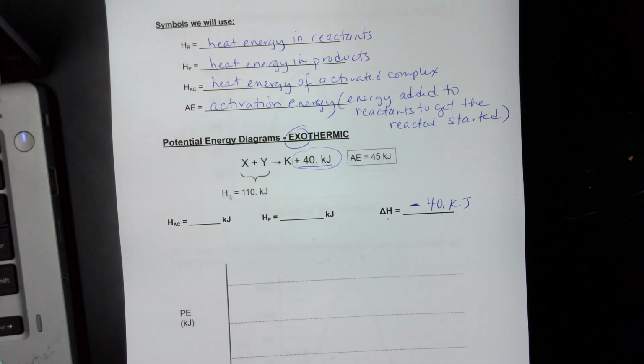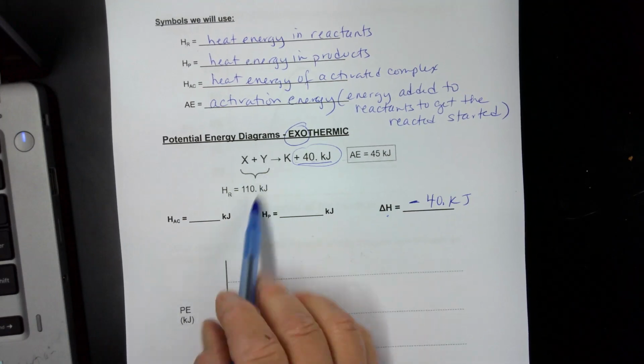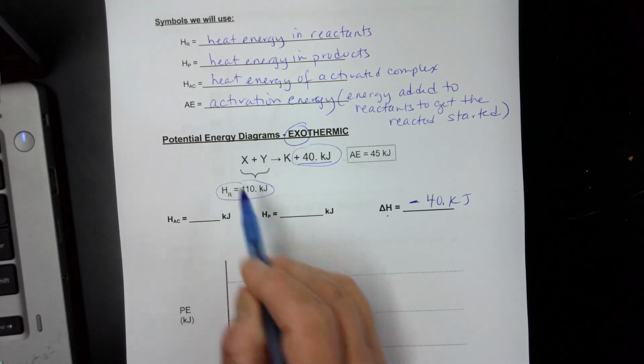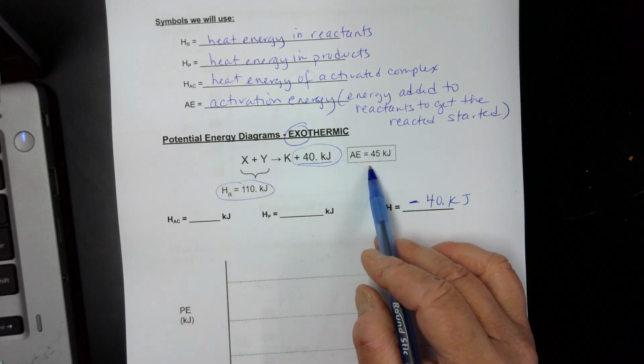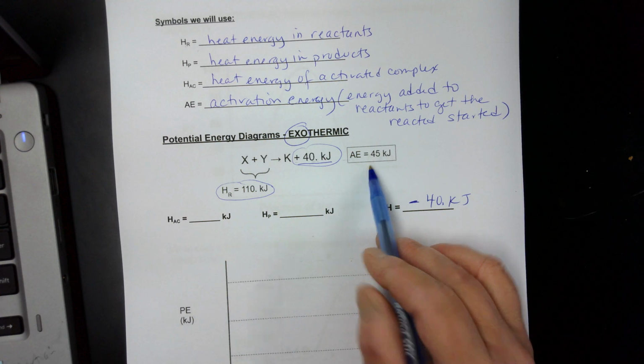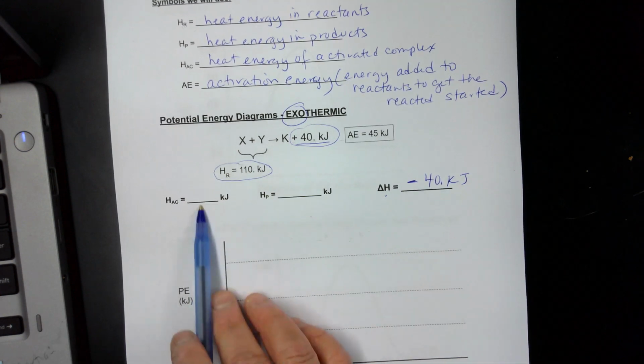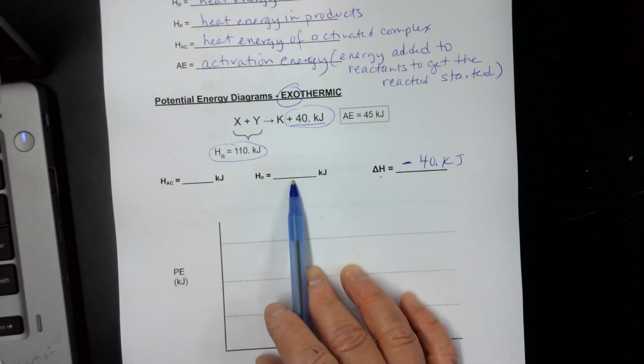Okay, all right, now we're taking a look. We're given a piece of information that the heat of the reactants is 110 kilojoules, and we're given that the activation energy is 45 kilojoules. So let's see what we're going to do with that. We're going to have to figure out the energy of the activated complex, and we're going to have to figure out the energy of the products.